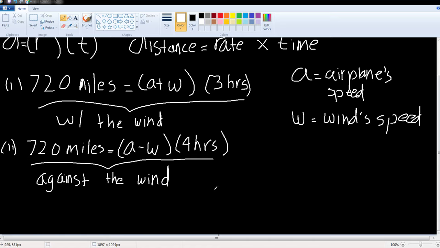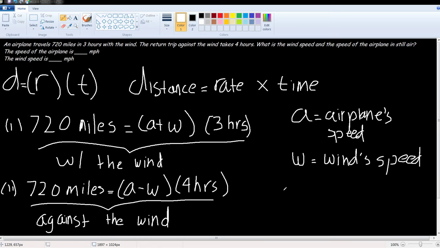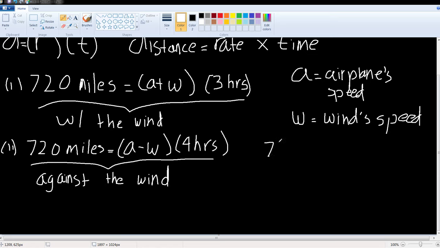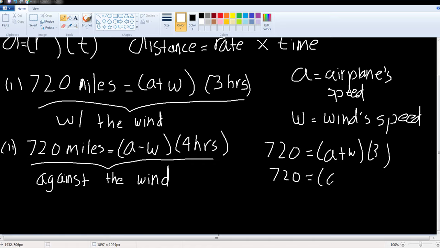Now what we need to do is solve for these two variables, A and W, and it's good that we have two equations, because in order to solve systems of linear equations, we need as many equations as there are variables. So if there are two variables, we need two equations. In general, we have 720 is equal to A plus W times 3. We have 720 is equal to A minus W multiplied by 4, right?